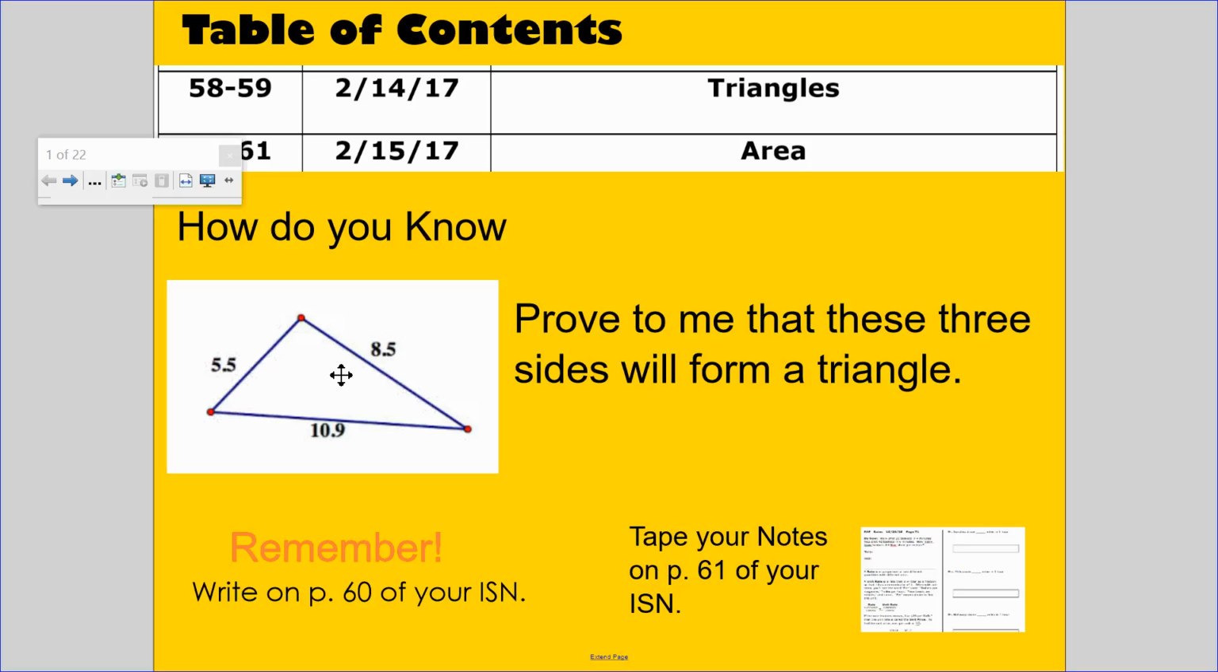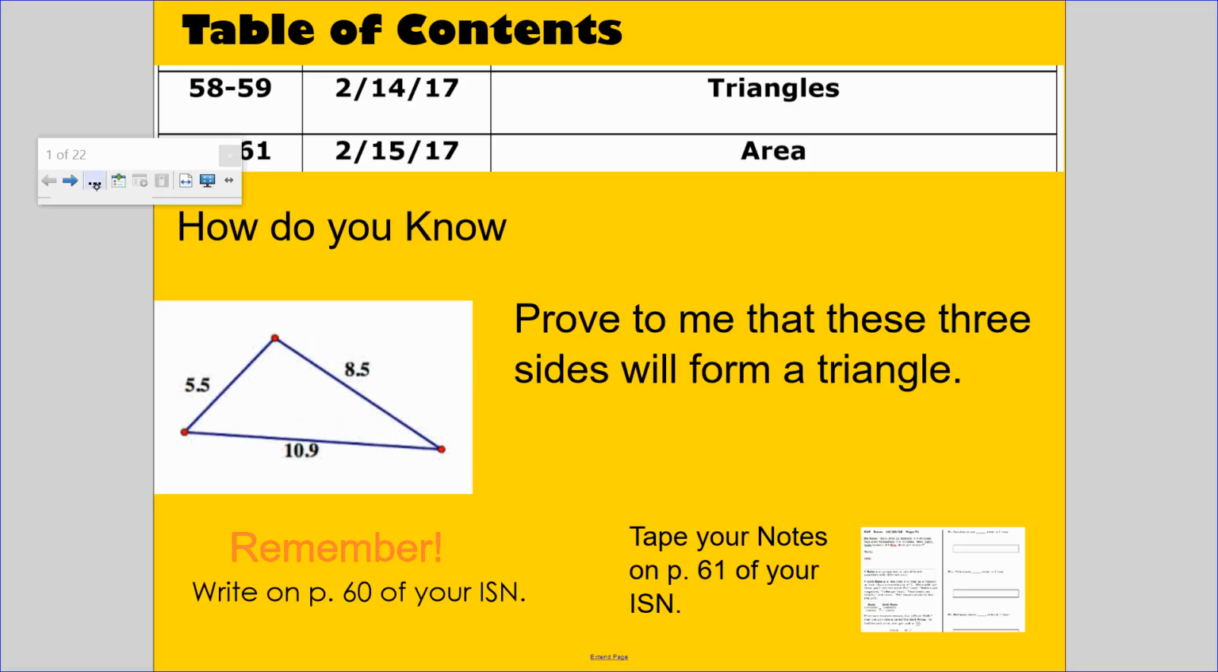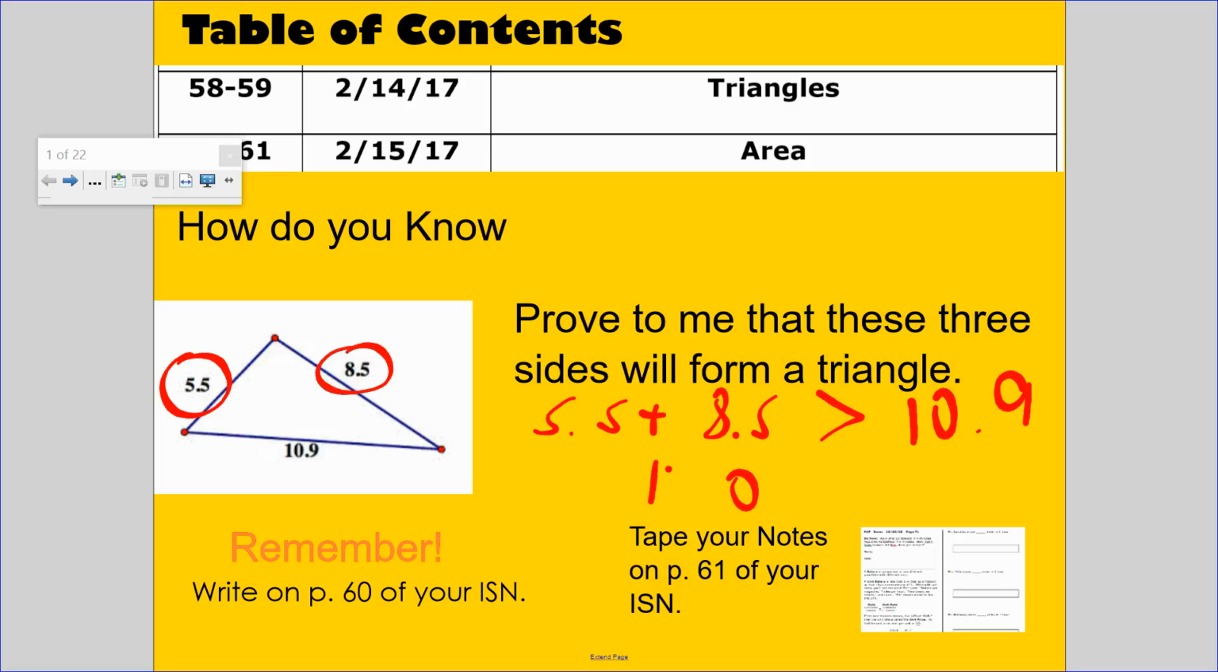Let's see. Let me get my pen. I'm circling two of the smaller sides. If I add up the two smaller sides, it must be greater than the third side. So if you add 5 and 5/10 plus 8 and 5/10, that's 14 and 0/10, which is greater than 10 and 9/10.